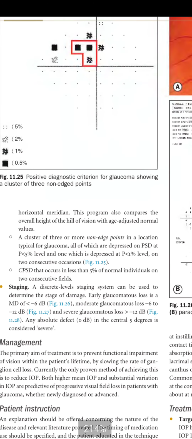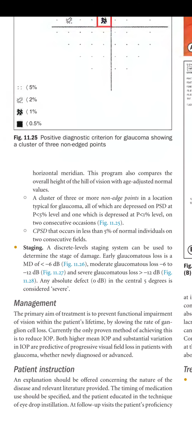Next is the management. How will you manage a case of POAG? We are discussing primary open angle glaucoma, so we are discussing the management of that. The primary aim of treatment is to prevent the functional impairment of vision within a patient's lifetime by slowing the rate of ganglion cell loss. So you have to prevent the disease progression so that there is no ganglion cell loss. Currently, the only proven method of achieving this is to reduce IOP.